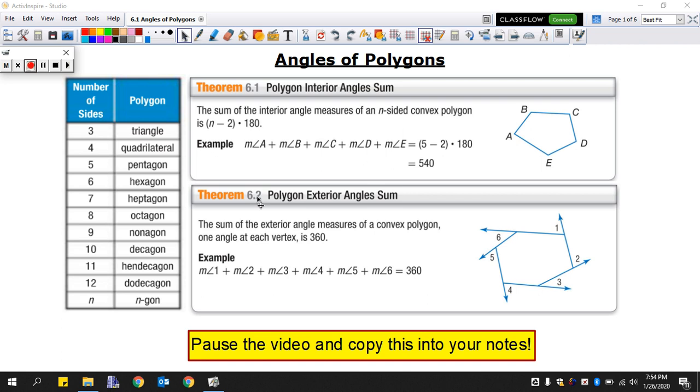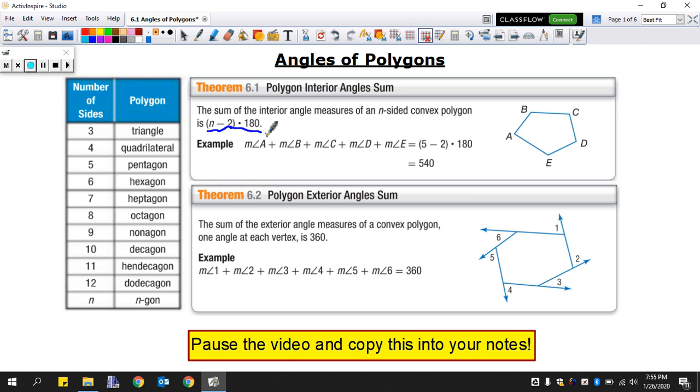The first theorem that we're going to talk about is theorem 6.1, the polygon interior angles sum. Basically, that means the sum of angle A plus angle B plus angle C plus angle D plus angle E in this pentagon, or however many sides there are. The formula is the number of sides minus 2 times 180.